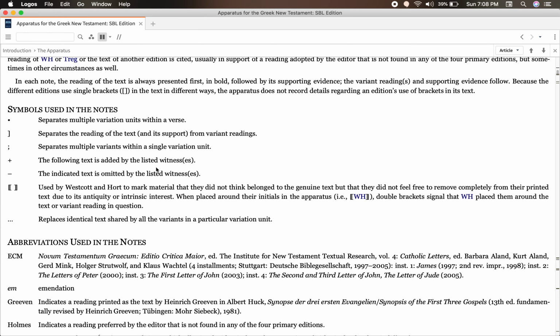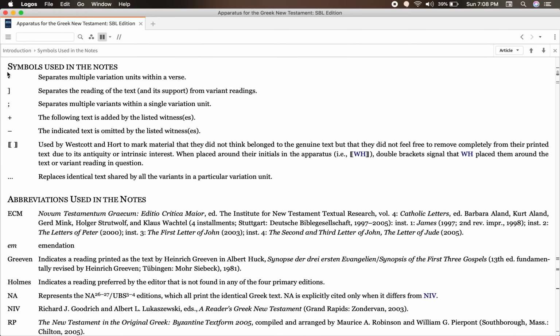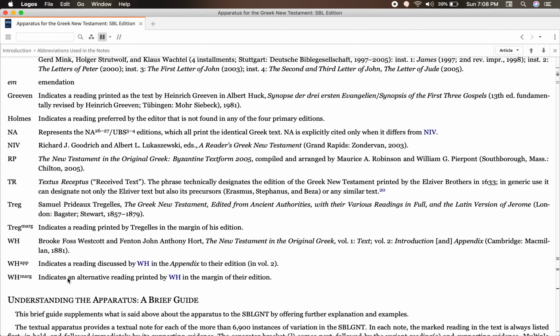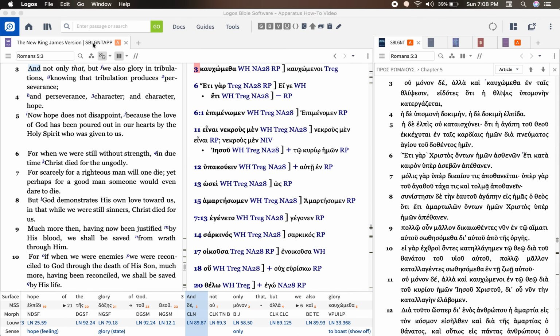And then if you keep reading the introduction, you'll come down here and read each of the symbols, and they tell you what all these symbols are and what they're going to be used for, and then the abbreviations. So you really want to familiarize yourself with this introduction. At least read through it once, I would say, before you really jump into it and start trying to read from the text.